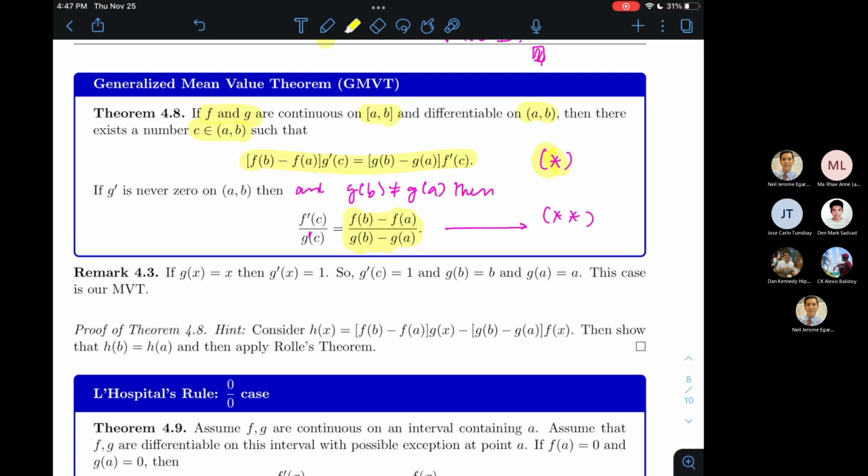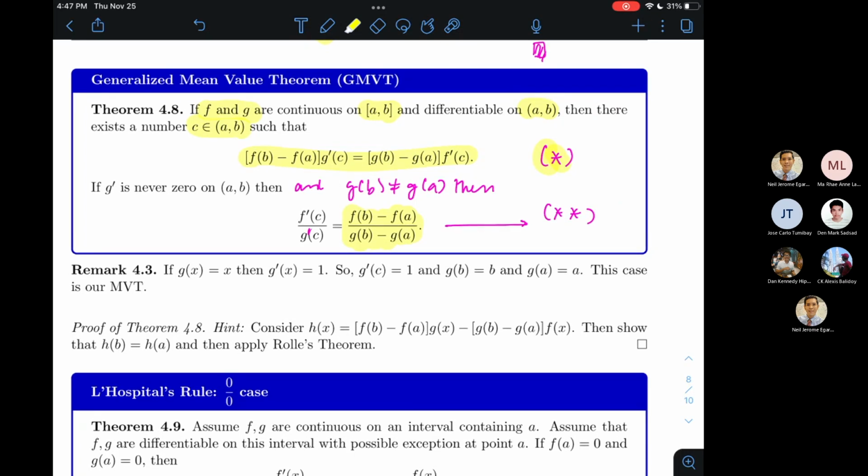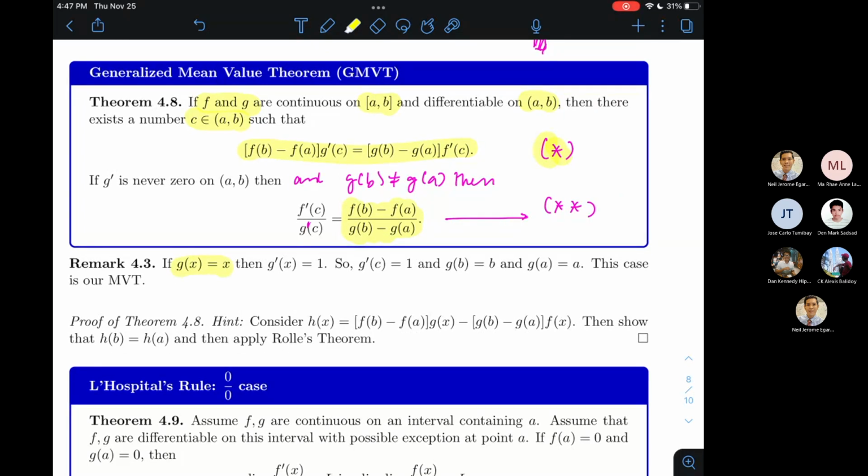Tinawag siyang generalized mean value theorem because if we will take g to be the identity function, okay, if g of x is equal to x, then what will we get? Then g prime is equal to 1. So ito ay magiging f prime lamang. So please correct yung statement ng theorem 4.8 pala sa handout na wala yung prime sa ilalim, but that should be g prime in the denominator.